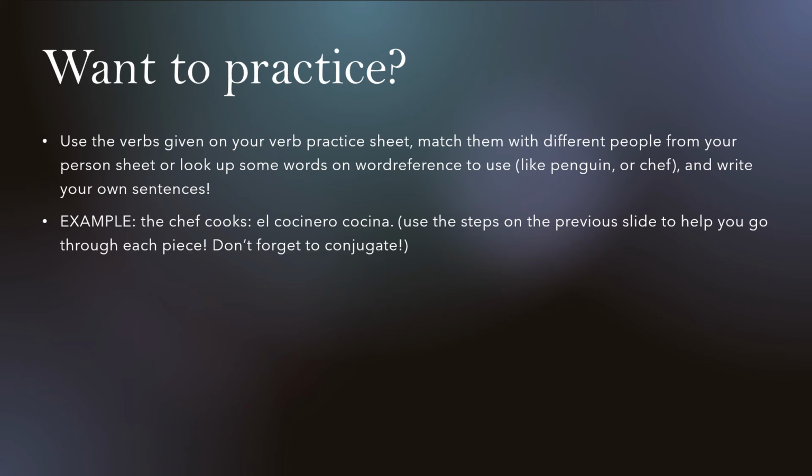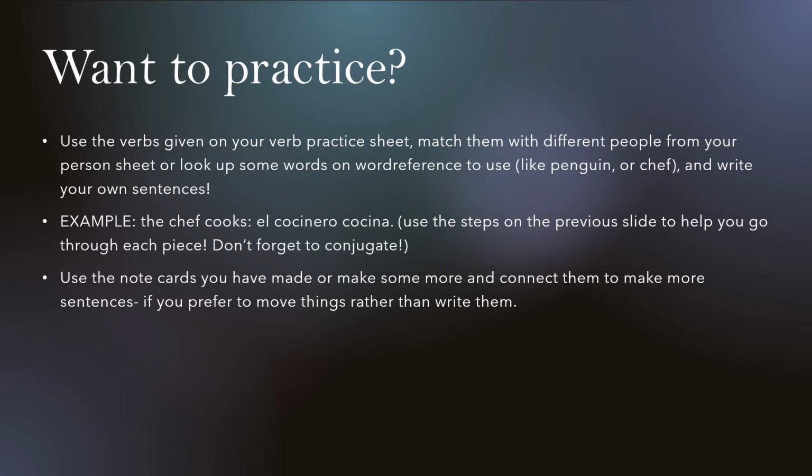And then I looked up also chef, which happens to be the same word as cook, or you can just say chef, honestly. Chef is chef in Spanish. Anyway, I went through my steps on the previous slide and I came up with el cocinero cocina. The cook cooks, the chef cooks. All right? So like I said, use the steps on the previous slide. They help you go slowly. Just go one at a time until you get comfortable doing things. Don't skip steps. Go through everything. And absolutely don't forget to conjugate, okay? If it ends in AR, ER, IR, and somebody's doing it, it needs to be conjugated.